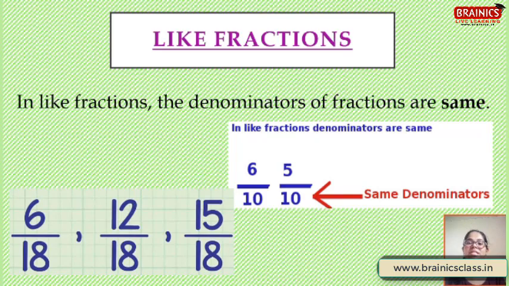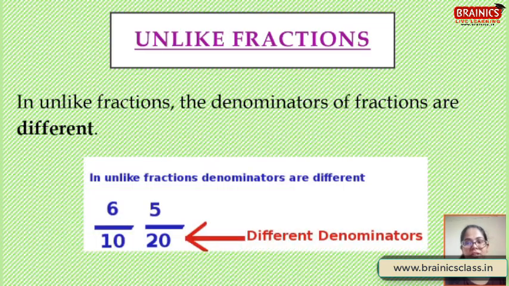For example, 6 upon 10, 5 upon 10, where denominator is same, 10. Next is 6 upon 18, 12 upon 18, 15 upon 18. All these three fractions have the same denominator. So all these three are like fractions.